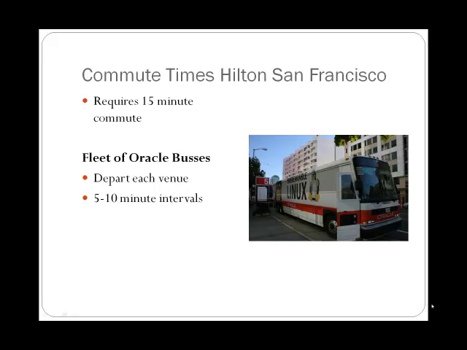Getting from the Moscone Center area and neighboring venues to the Hilton requires a 15-minute commute, and it also requires a 15-minute commute to get from the Hilton to any of the other venues. Oracle supplies a fleet of about 40 buses that depart from each venue in 5 to 10-minute intervals.